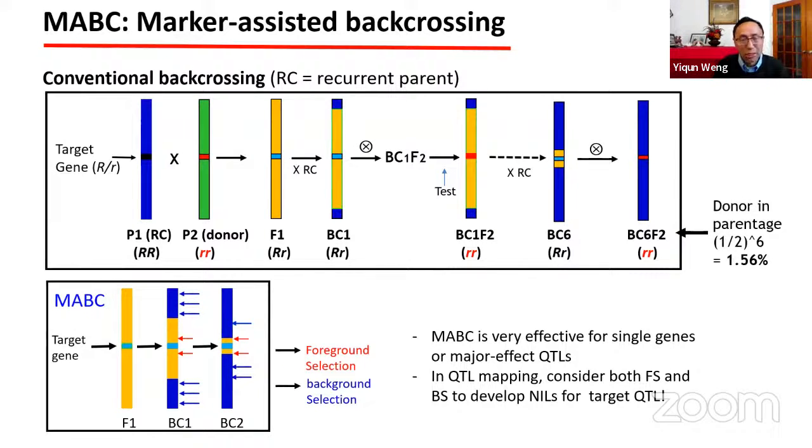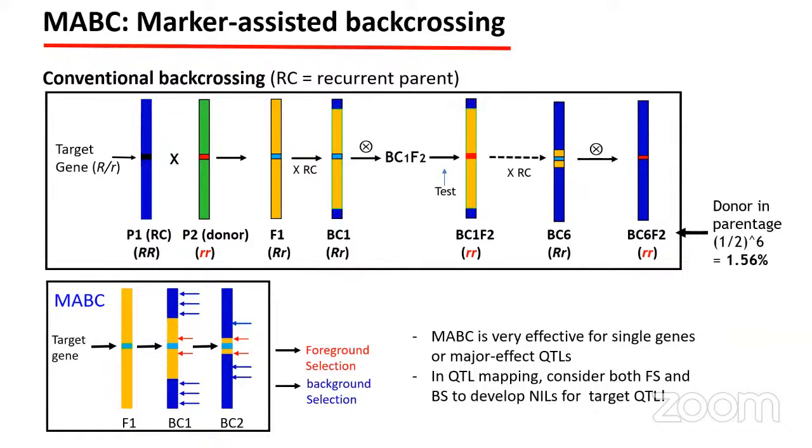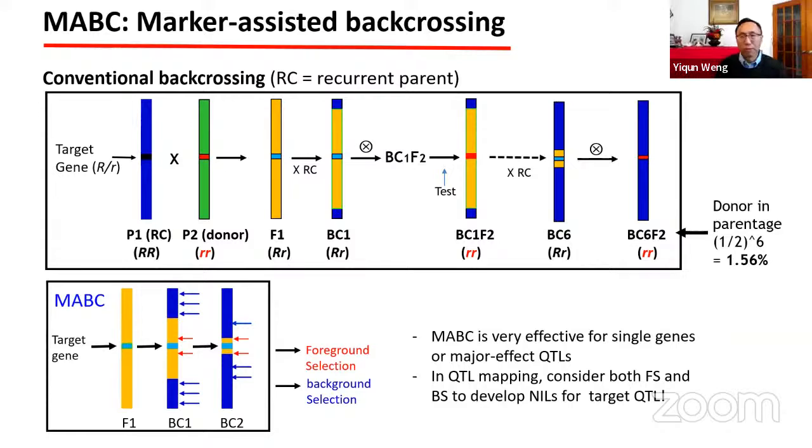We don't select the trait phenotype itself. Instead, we use foreground selection and background selection using molecular markers, which can very efficiently and quickly recover the recurrent parent background, but at the same time select the target gene. So marker-assisted backcrossing is very, very effective. It's also a very good tool for gene pyramiding for multiple disease resistance.